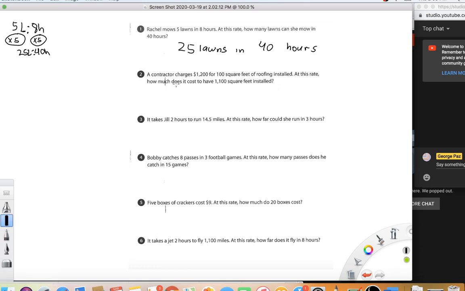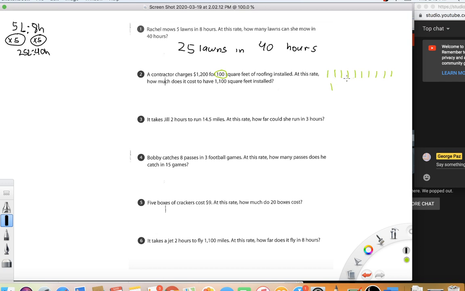It says a contractor charges 1,200 for 100 square feet of roofing installed. So 1,200 to 100, that's our ratio. At this rate, how much does it cost to have 1,100 square feet installed? So we need to go from 100 to 1,100. If you count by hundreds, 100, 200, 300, 400, 500, 600, 700, 800, 900, 1,000, 1,100, I can skip count 11 times to get to this number.